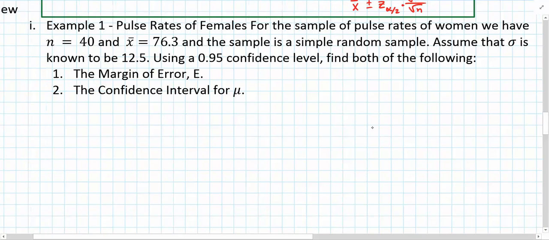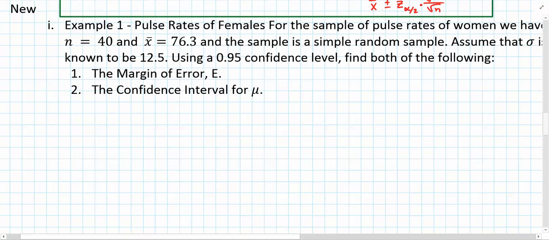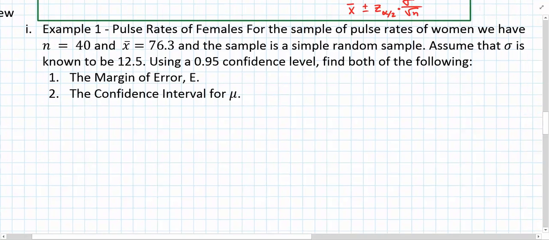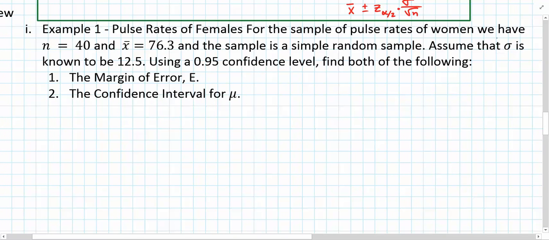Okay, in this video I'd like to walk through 3 examples of calculating margins of error and a confidence interval when sigma is known, when our population standard deviation is known. And so in example 1, this problem is titled Pulse Rates of Females.